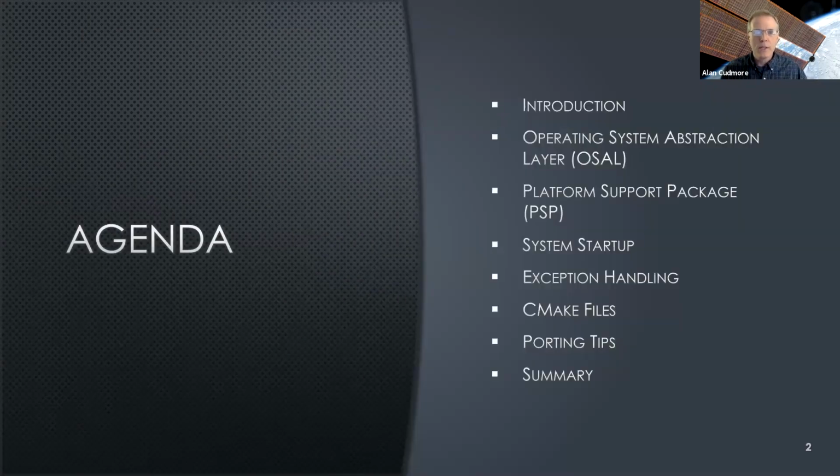I'm happy to be here to talk to you today about the latest platform layer updates for the core flight system software. For this presentation, I'd like to give you a brief overview of the core flight system platform layer, which includes the operating system abstraction layer, or OSAL, and the platform support package, or PSP. Following the introduction, I hope to give you some insight as to how the CFS system starts up, how it handles exceptions, and an overview of some important CMAKE files. And finally, I'd like to provide a few porting tips if we have time.